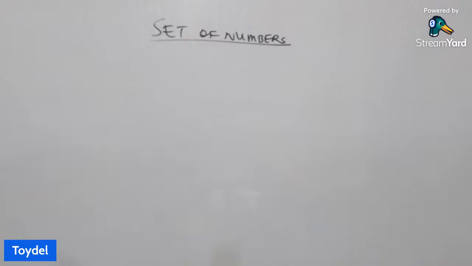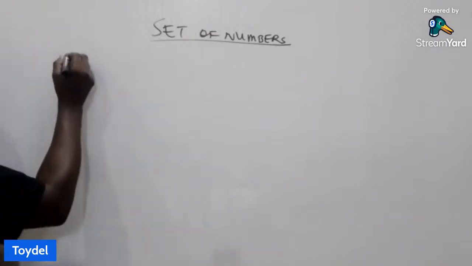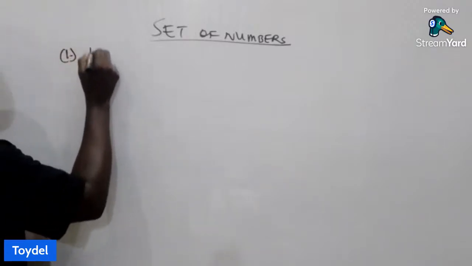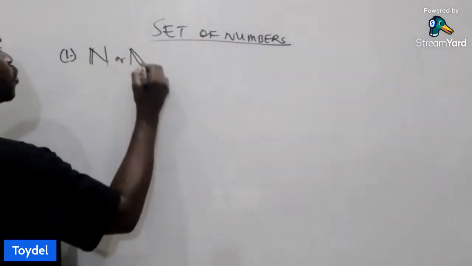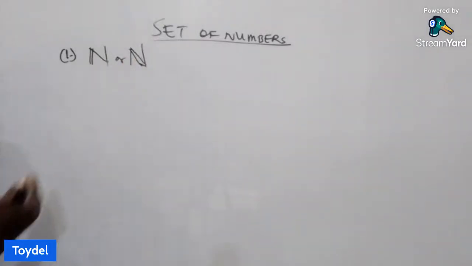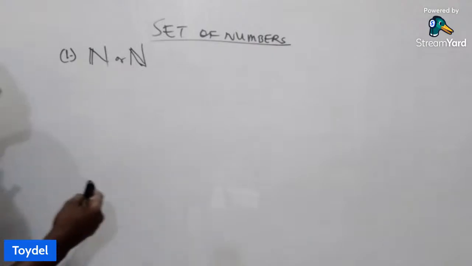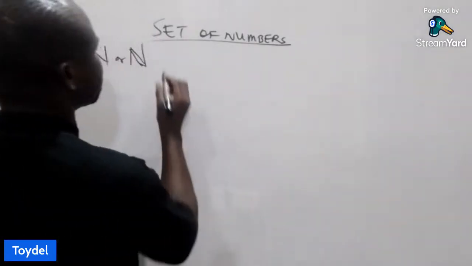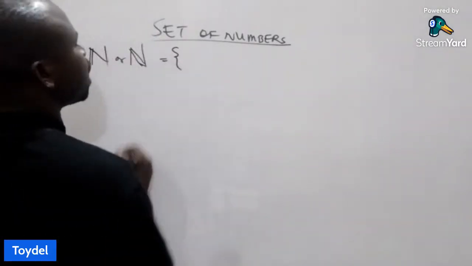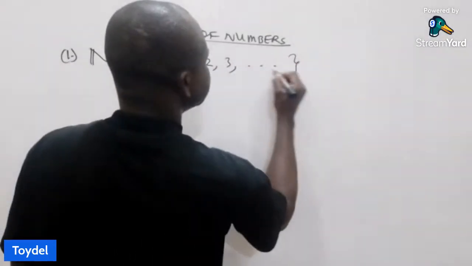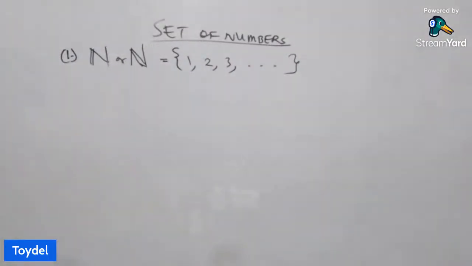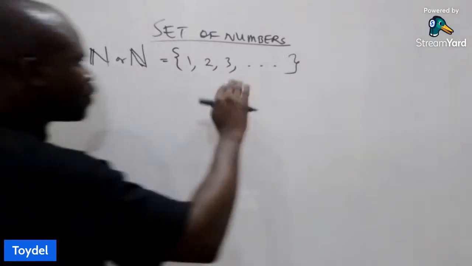So the first set of numbers are called the natural numbers, and is denoted as N, or in some books you see something like this. So what are natural numbers? Natural numbers are the positive whole numbers. This is the set of these numbers: 1, 2, 3, up to infinity, up to 1 million, 2 million, 3 million. They are the positive whole numbers.